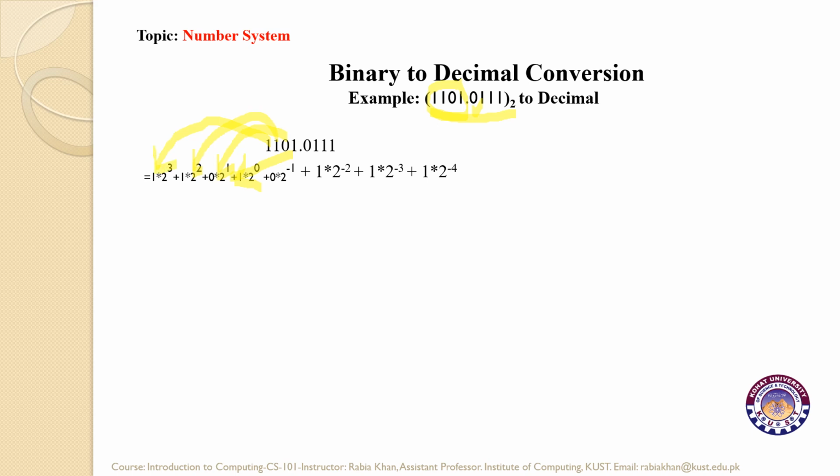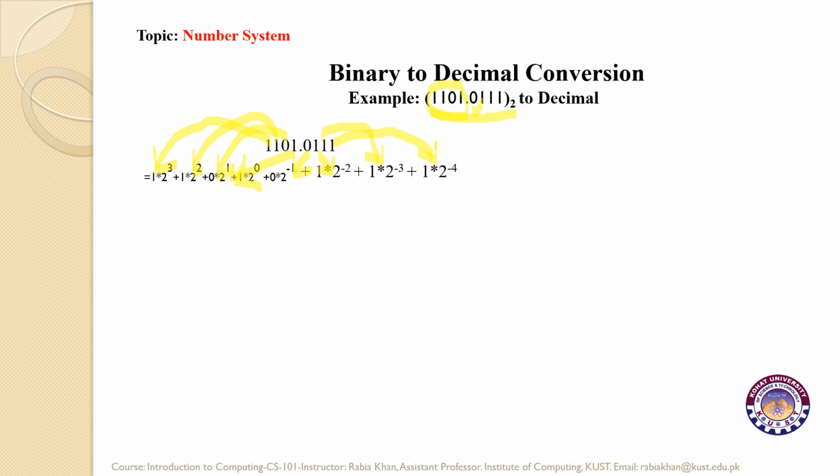Now this 0 is multiplied by 2 raised to power minus 1. Since 0 is a non-negative integer, we have put it towards the left side, towards the positive side. So 0 is multiplied by 2 having power minus 1. 1 is then multiplied by 2 with power minus 2. Another 1 is multiplied by 2 with power minus 3, and the last one is multiplied with 2 with power minus 4.